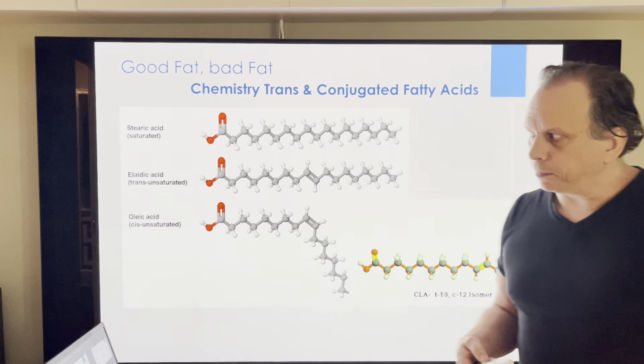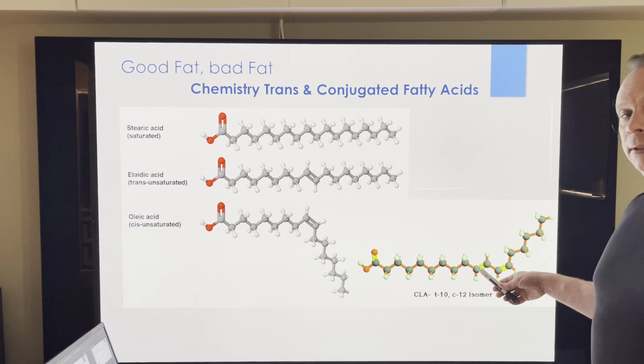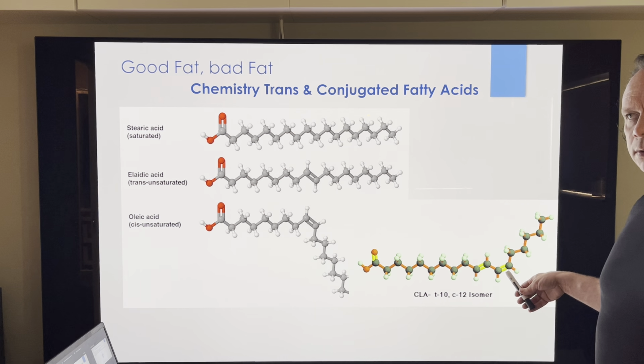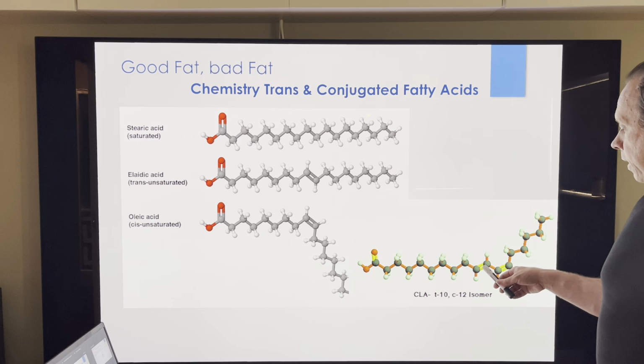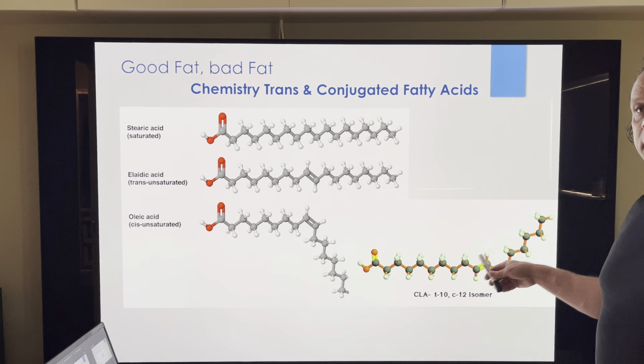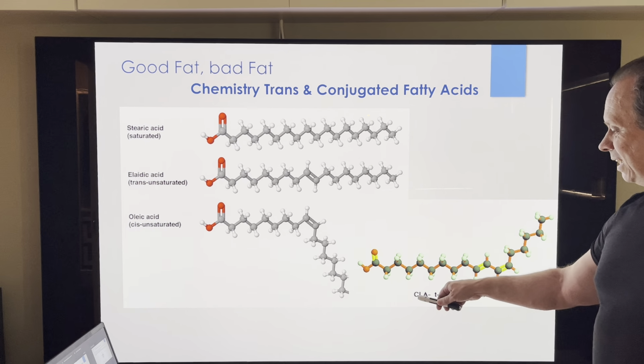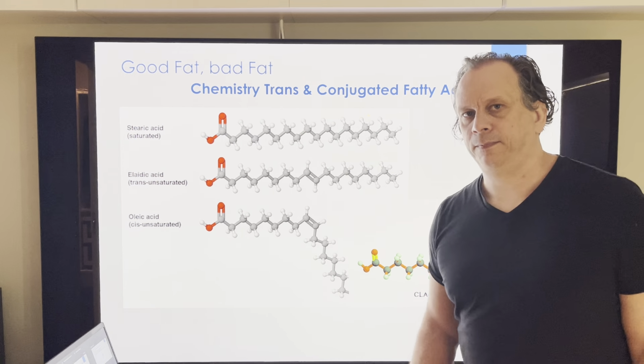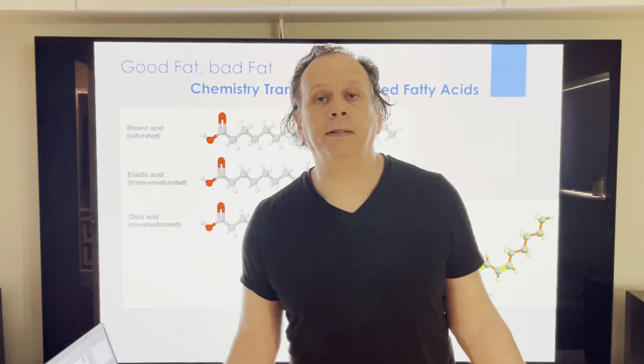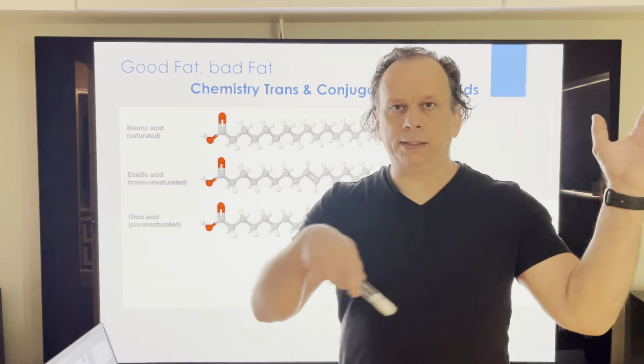So for drawing purposes, we draw one trans bond and one cis bond. But in reality, there is no double bond here or here. They are moving around. That is what the C stands for, conjugated. So if you look that up on Google, conjugated double bonds, they are delocalized. They move around. They're not in one single place.